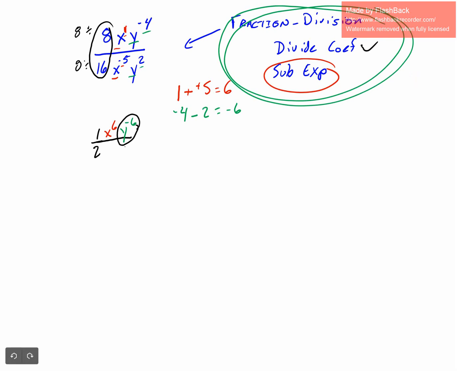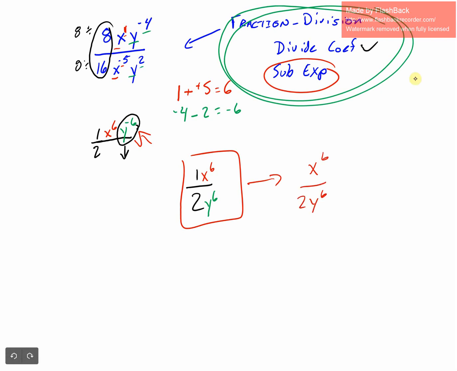So here's negative 6. It's going to come down. So we end up with 1/2. That y^6 came down, and this x to the 6 stays in the same spot. So the only thing that moved was our negative exponent, which was negative 6. And then this would be our answer. Sometimes you might see it written as x^6 over 2y^6, because it's understood to be an imaginary 1 there.